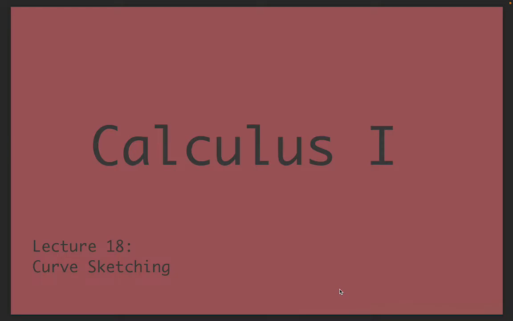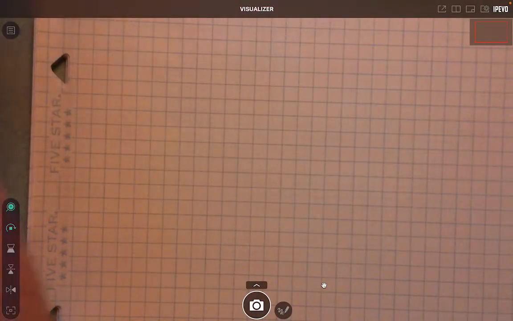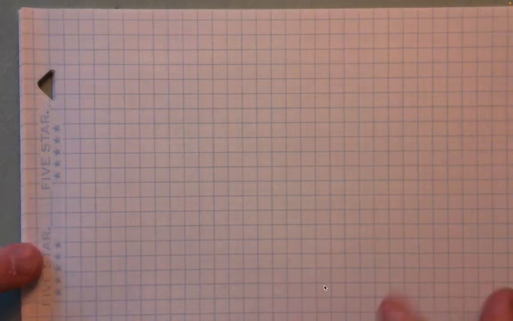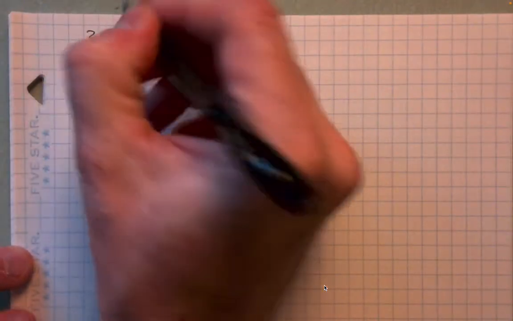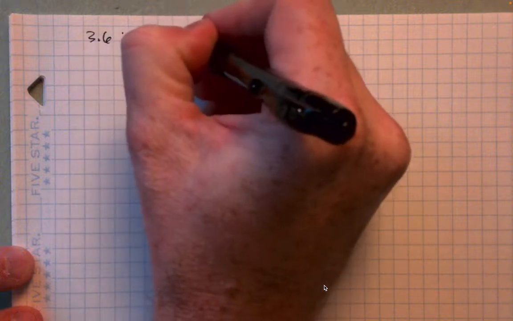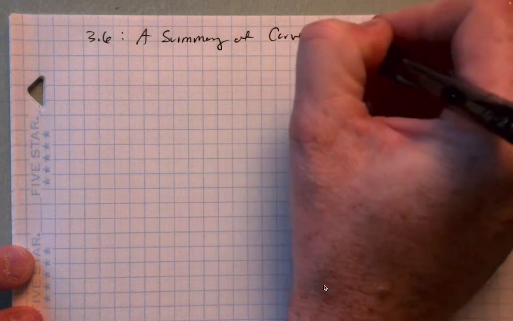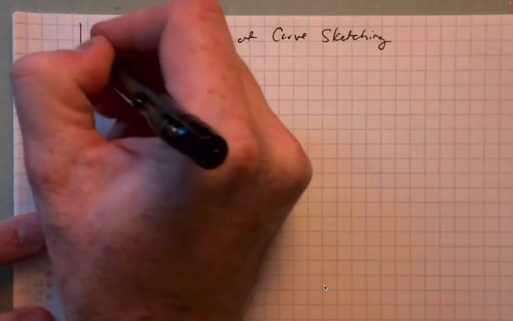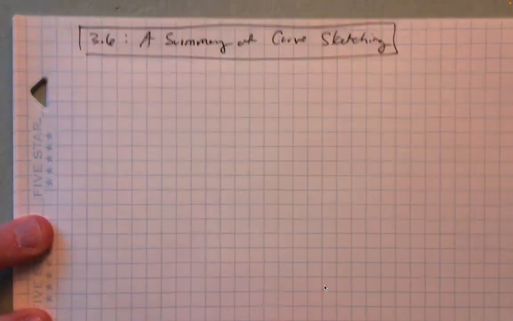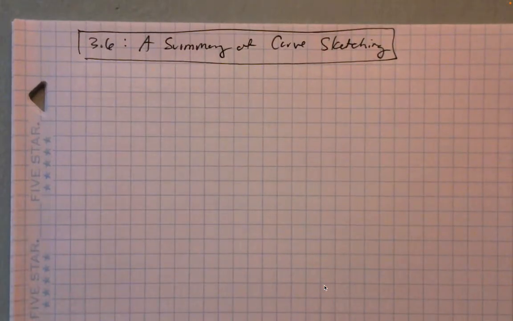Okay, so let's jump into it. So we'll call this 3.6 and we'll call it a summary of curve sketching. All right. And so having the ability to quickly sketch graphs and curves of functions is extremely important when both learning calculus and when applying calculus.